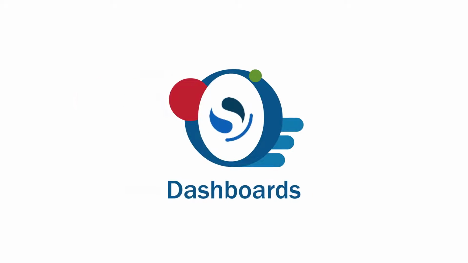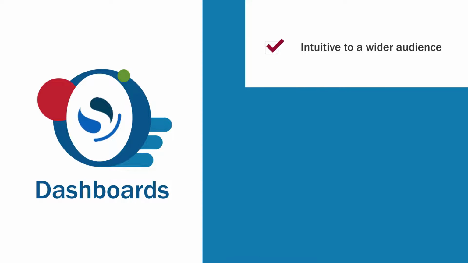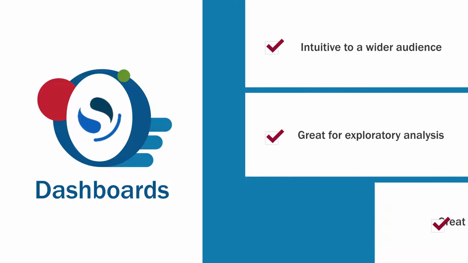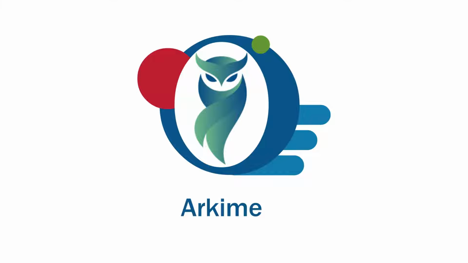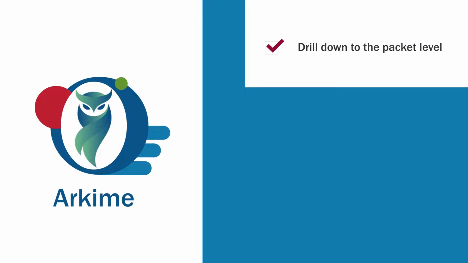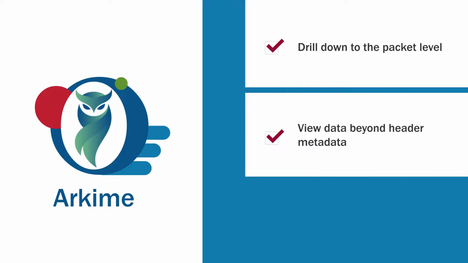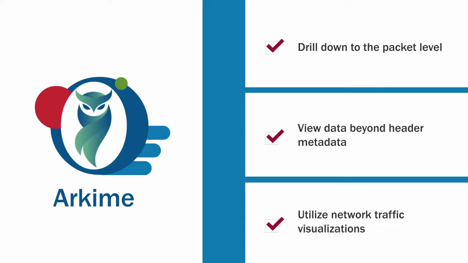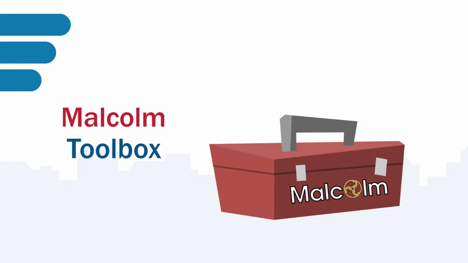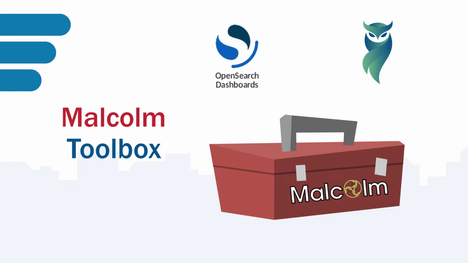Comparing the two, Dashboards' interface is a little more intuitive to a wider audience and is great for exploratory or high-level analysis. The interface for Arkime can be a little difficult for individuals new to network traffic analysis. Where Arkime really shines is in its powerful ability to drill down to the packet level and view data beyond the header-only metadata visible in Dashboards. Arkime also features unique network traffic visualizations. Combined, these capabilities make Dashboards and Arkime complementary tools in the Malcolm toolbox.